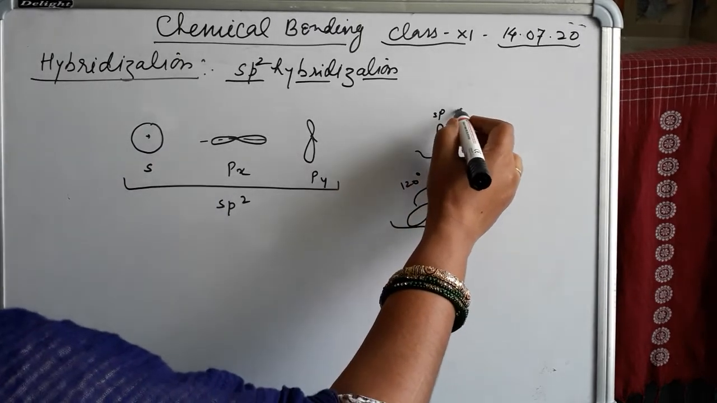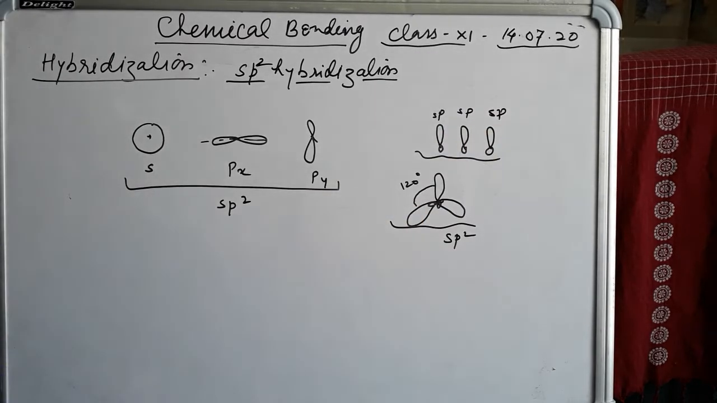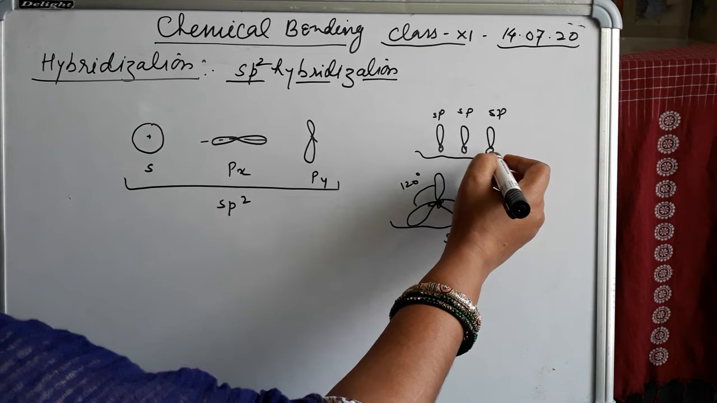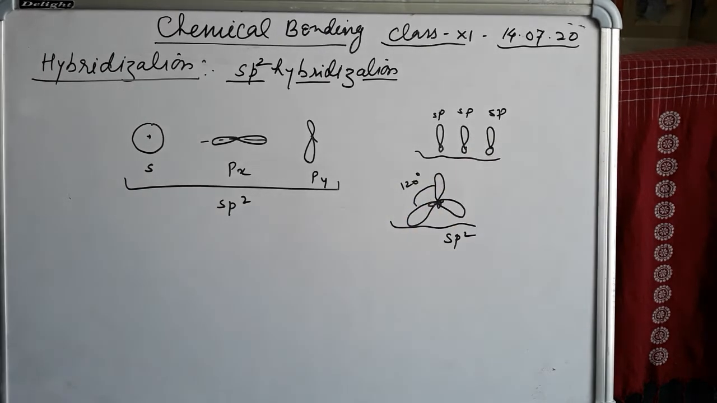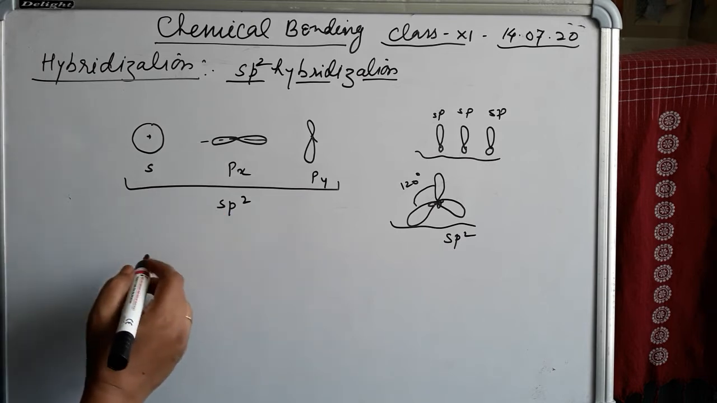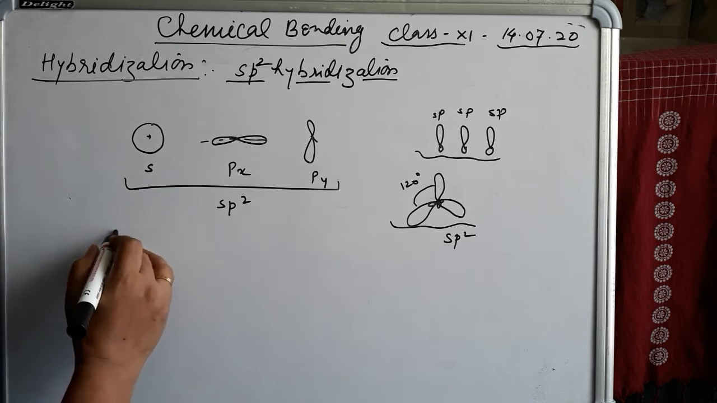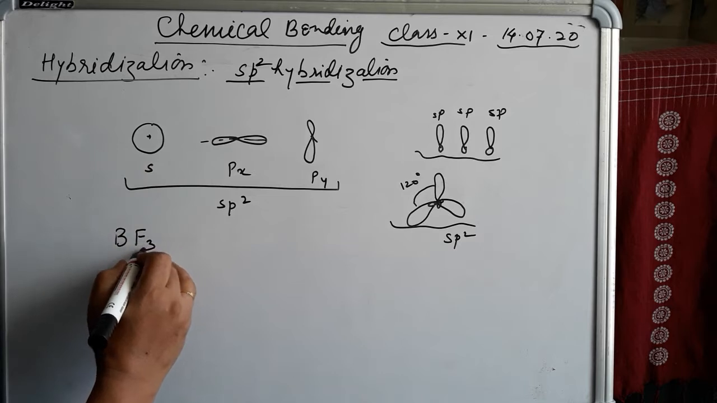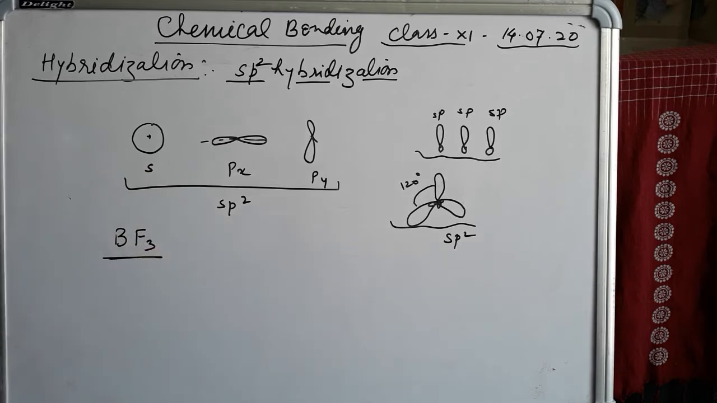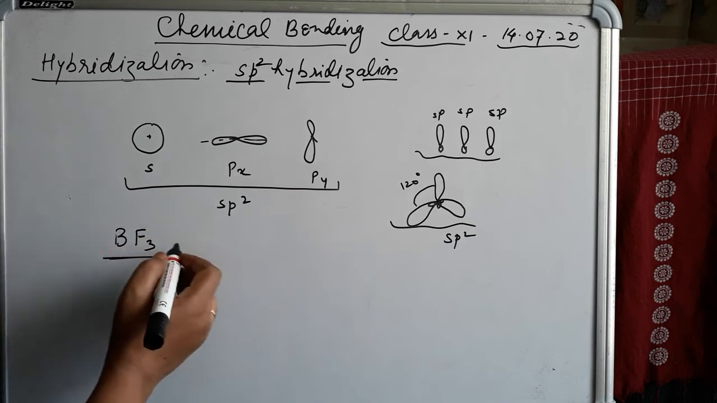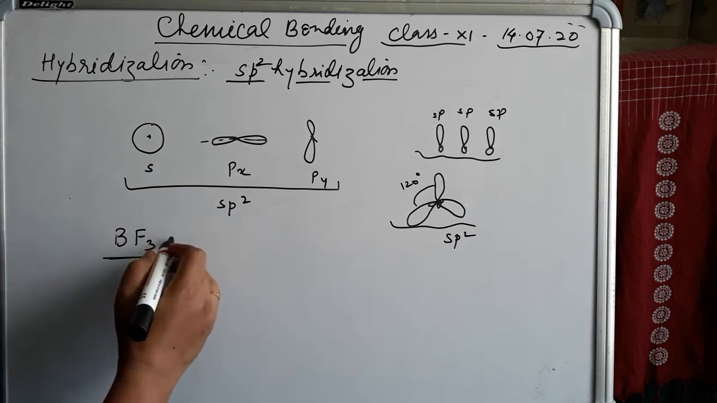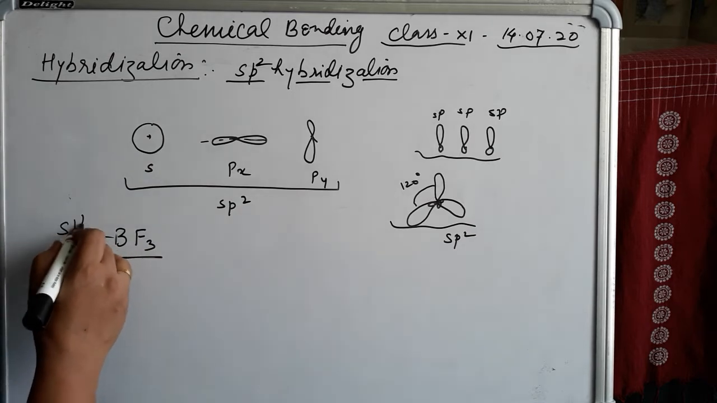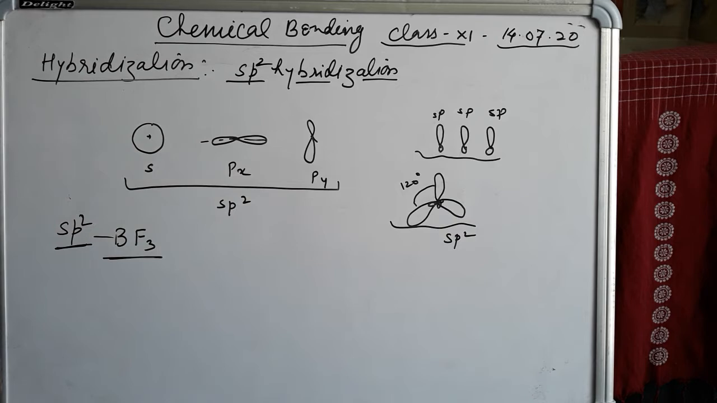This is sp, this is second sp, and this is third sp hybrid orbital, in which there are two lobes, one small lobe and one bigger lobe, and overlapping always takes place from the bigger lobe. So students, let's discuss an example of a molecule in which the central atom is sp2 hybridized. The most common example is boron trifluoride, or boron trihydride, and so on.